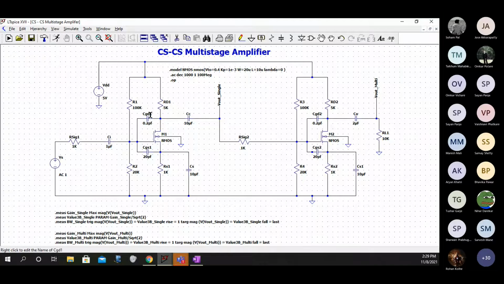Here also you can see CG, initially we had written CGD and CGS. Now I have written CGD1, CGS1. Here I have written CGD2, CGS2. The reason is because we cannot have the same name for two different capacitances or resistances, or for that matter for any component which is there in the device, in the circuit.